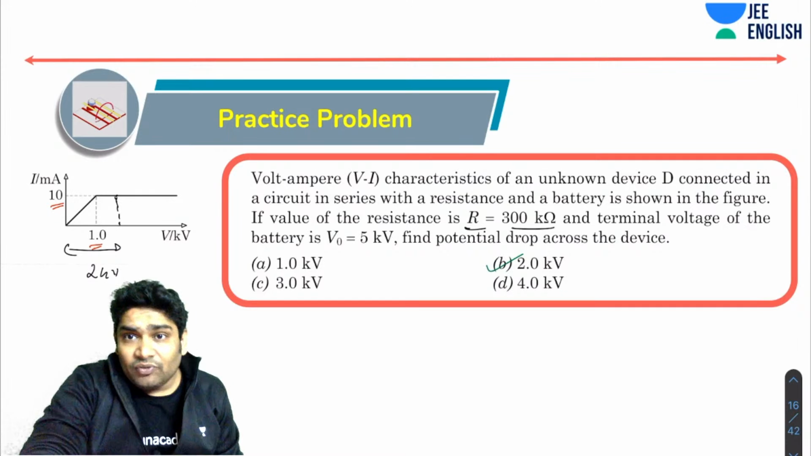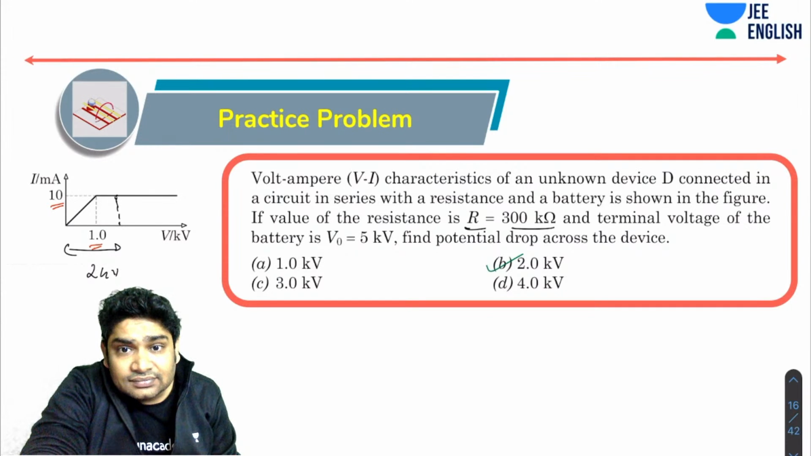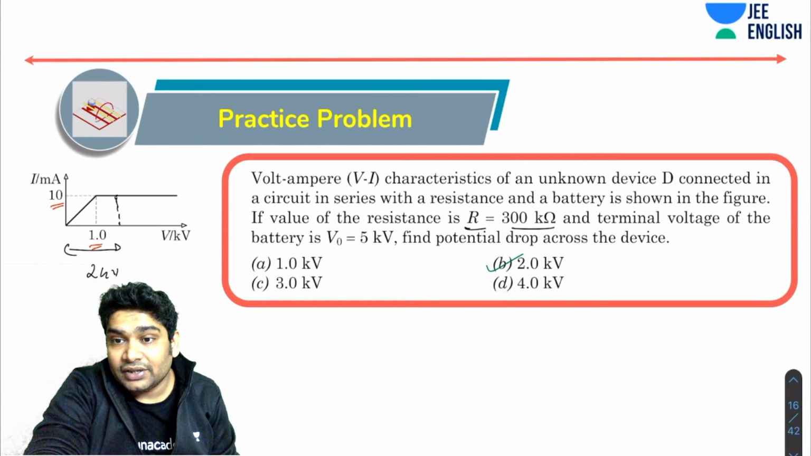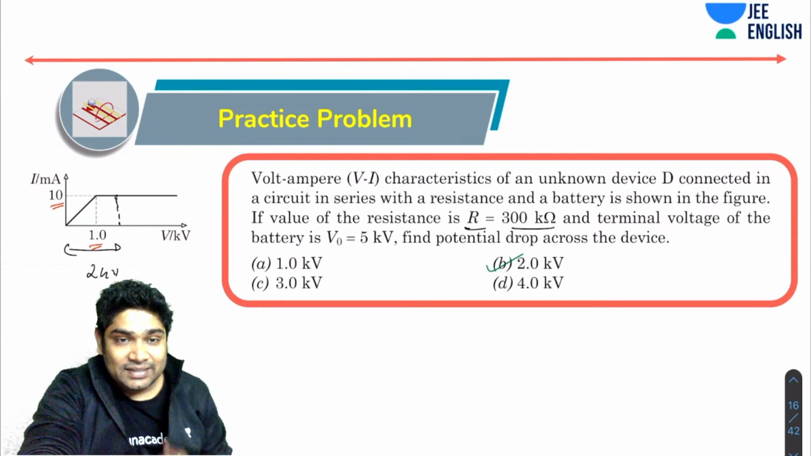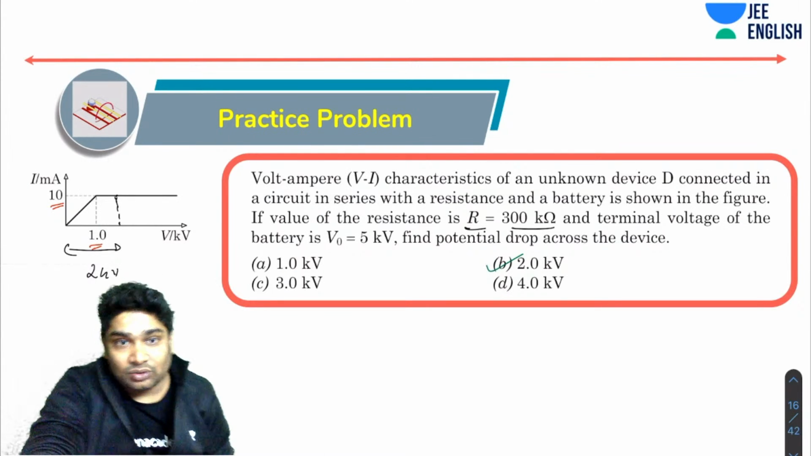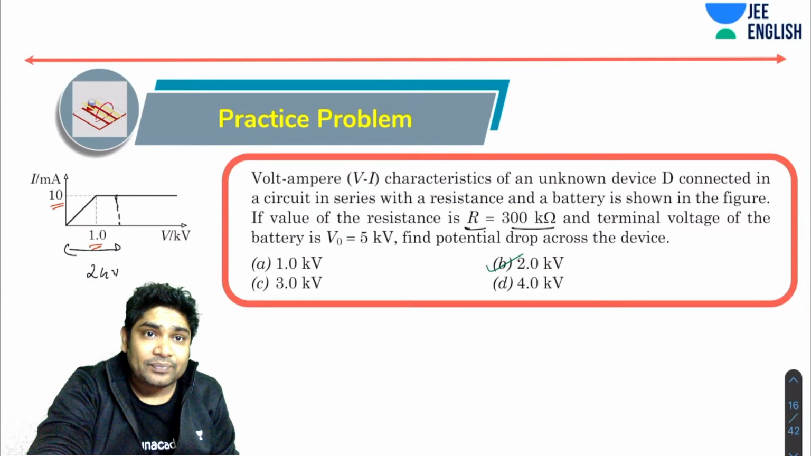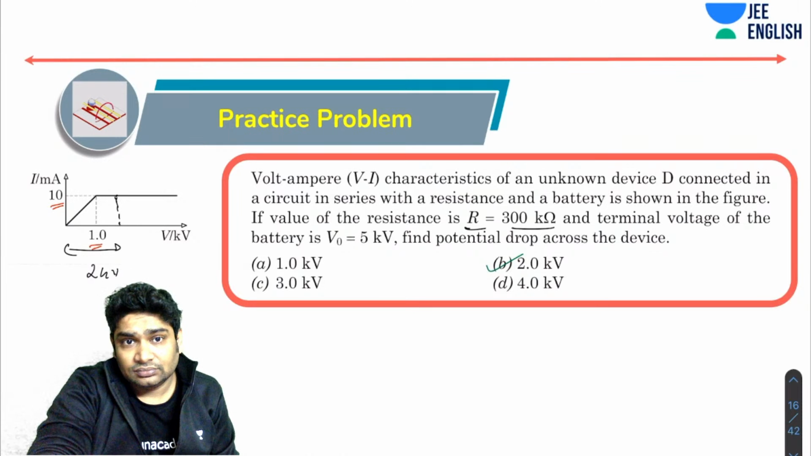So potential drop would be 3 kilovolt. Okay. Why would you? So what is the maximum current that can go through a circuit? Think about this.